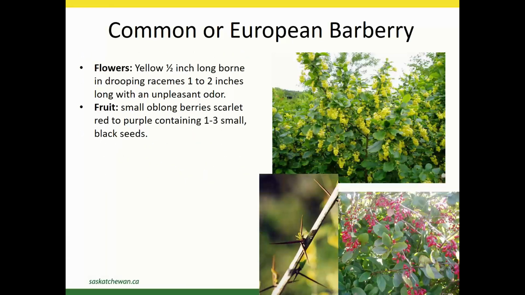Flowers, they're about 1/2 inch long. They're in drooping clumps essentially on the stem, and they have a really unpleasant odor. I haven't had the pleasure, but apparently it's not great. The fruit are a scarlet red to purple color, oblong berries, and contain 1 to 3 small black seeds. So they're fairly attractive to birds, and that's how they would get around.